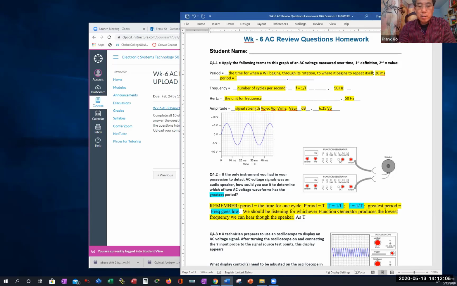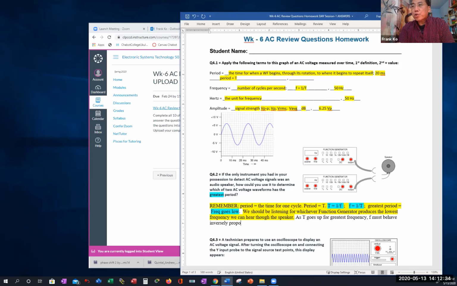As T goes up for greatest frequency, F must behave inversely proportional to T, and therefore must go down. There. Okay. That's your rationale.